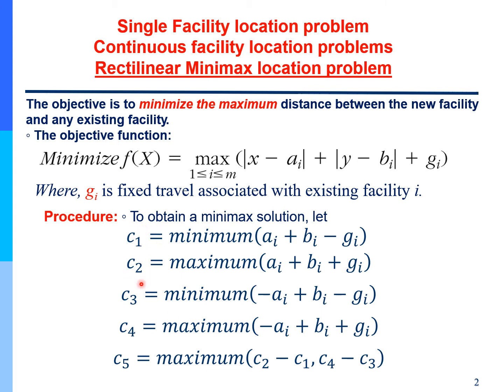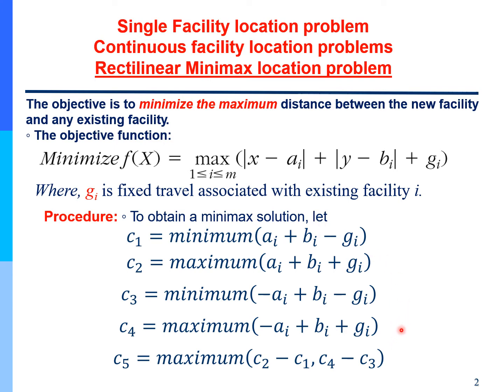So C1, C2, C3, C4 are quite similar to each other, but we have plus and minus signs that are different for AI and BI values. But C5 is somehow different than the former ones, because it is calculated as the maximum of C2 minus C1 and C4 minus C3. When we do an example, you will understand exactly what's going on.